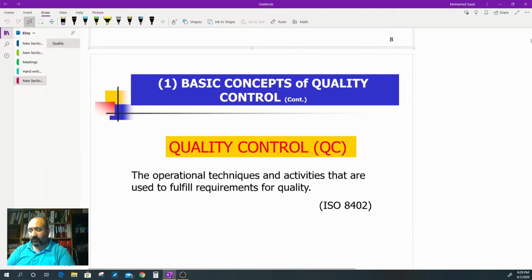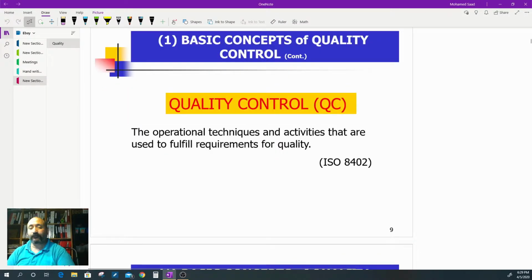Then let's also introduce quality control according to ISO 8402. It says the operational techniques and activities that are used to fulfill requirements for quality. So it's techniques and activities. It's not a dimension number or a diameter or length or thickness. No, it's basically any activity or technique that you do, and based on this technique, you achieve the quality you are trying to achieve, or you control the quality within the specification that you agreed the product is supposed to have.